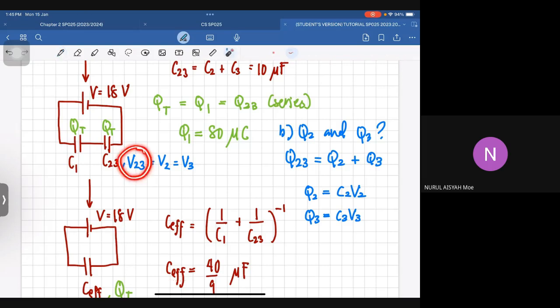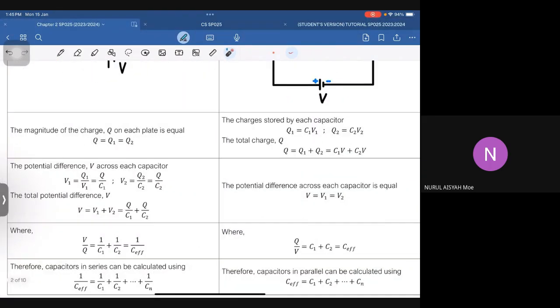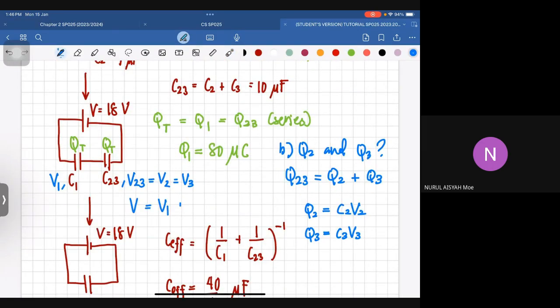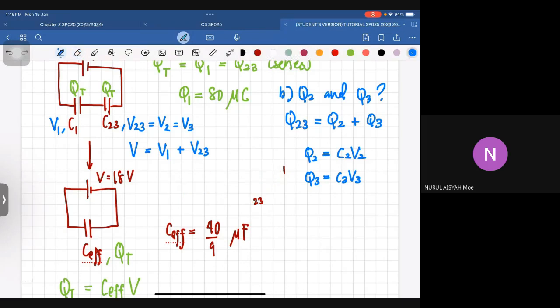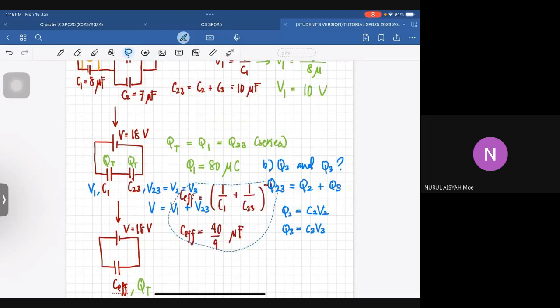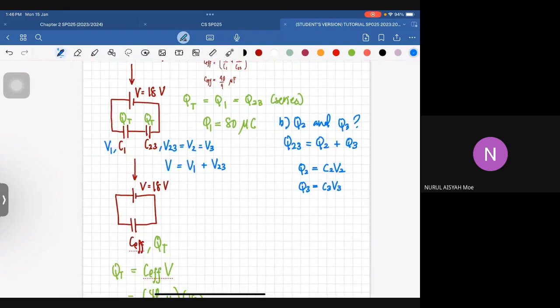But how do we find V23? Do we have the value of V1 now? We already have it, which is 10 volt. Okay, so since we have the value of V1, and the total is 18 volt, we look back at the characteristics for a series circuit. For voltage in a series circuit, it is the addition of each capacitor. So from here we can get V is equal to V1 plus V23. Okay, so from here, let me erase what is not needed. You will need to screenshot later. Let me just rearrange. Wait, just resizing. If you're confused, just watch this recording again.